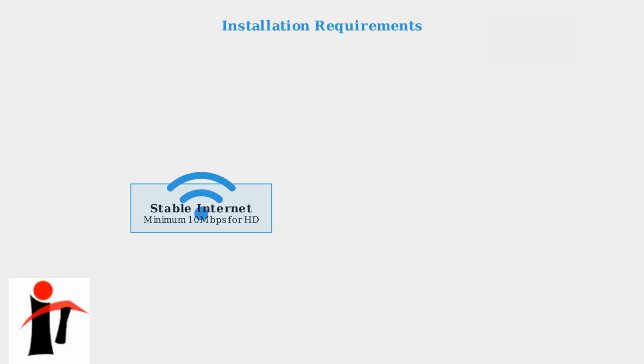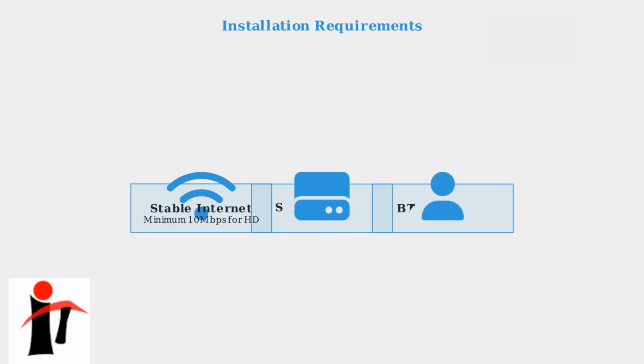Before installing apps, you need to ensure several requirements are met. First, you need a stable internet connection with at least 10 megabits per second for HD streaming apps to function properly. You'll also need your BT ID account ready, as this is required to access the BT TV App Store. Additionally, make sure you have adequate storage space, which varies depending on the specific apps you want to install.